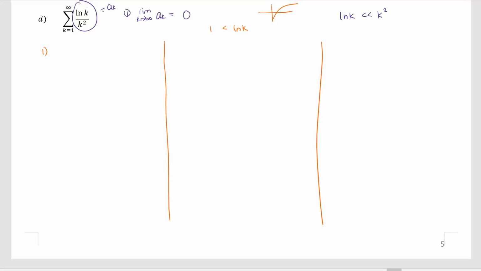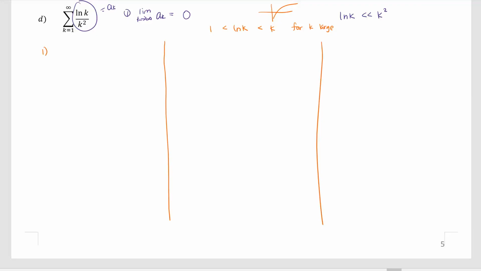Okay, so I would say ln of k will be greater than 1 for k large, and ln of k grows slower than k. Do you agree? So this is for k large. We know ln of k is going to be greater than 1 and less than k for k large. Okay, so let's look at this guy.